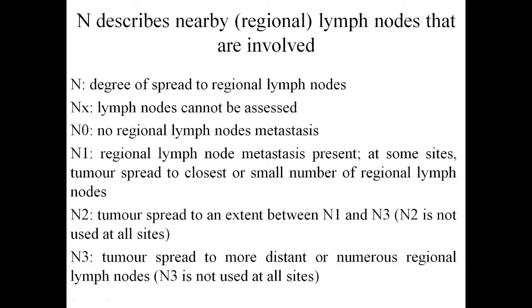Now N describes nearby regional lymph nodes that are involved. NX, lymph nodes cannot be assessed. N0, no regional lymph node metastasis. And N1, N2 and N3, regional lymph node metastasis.